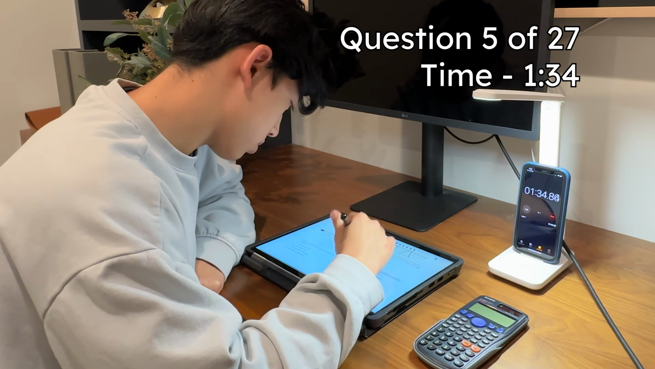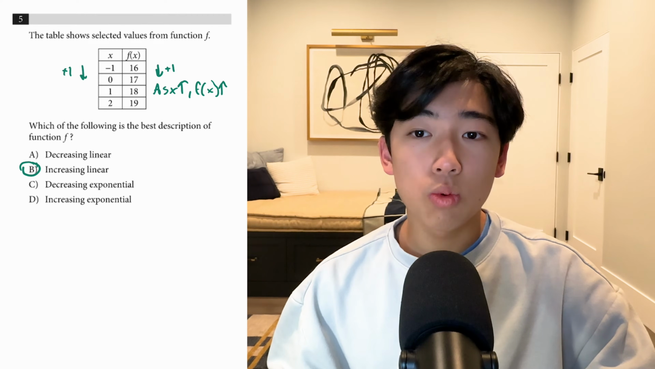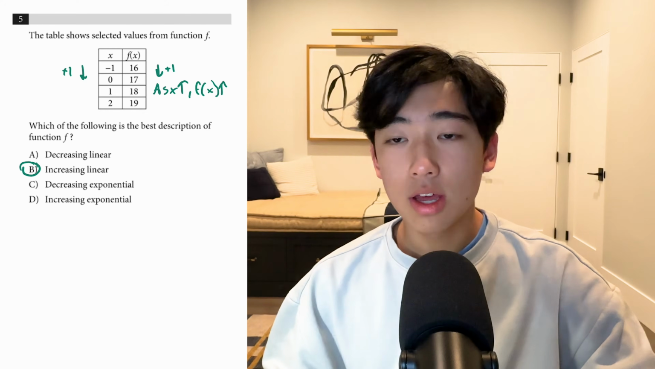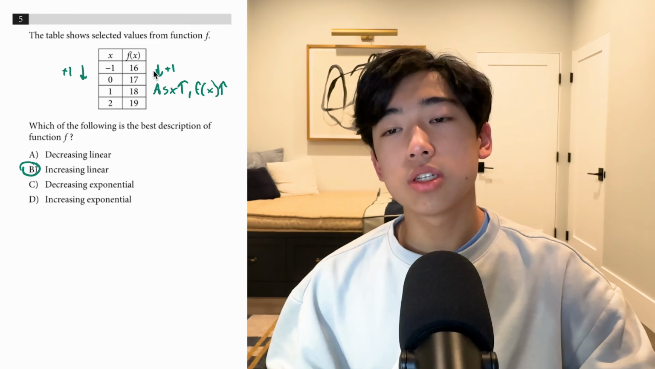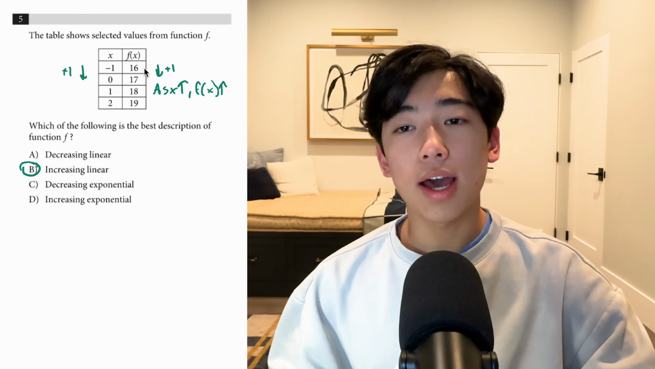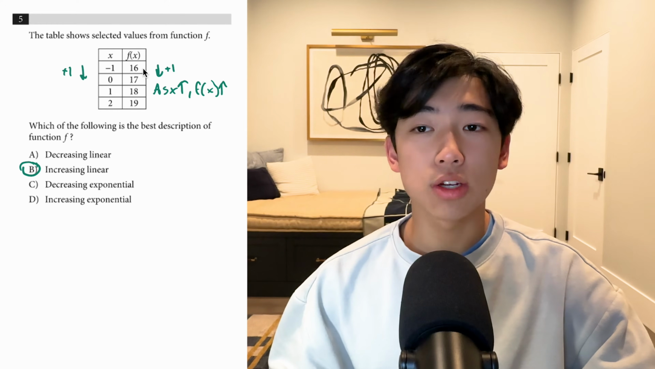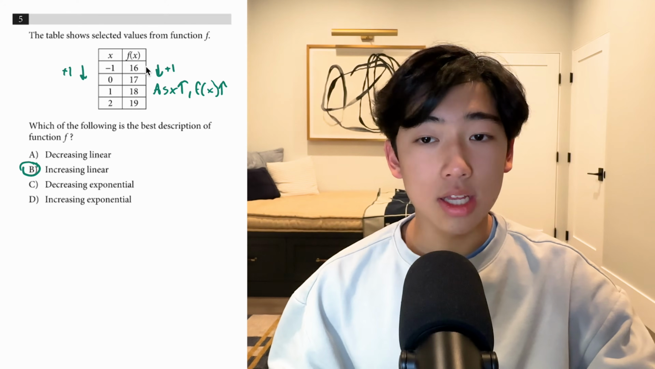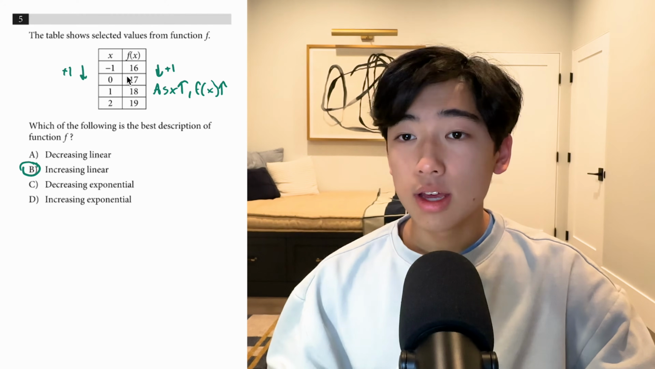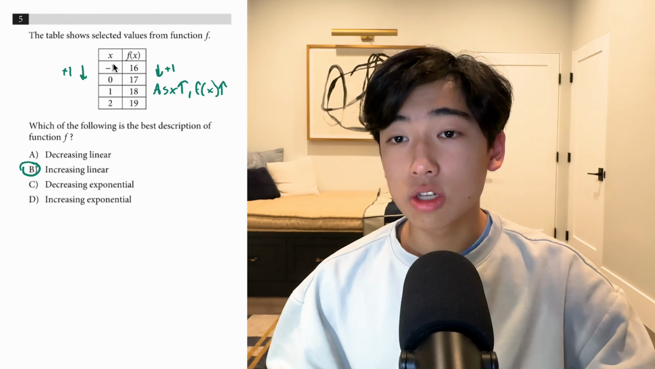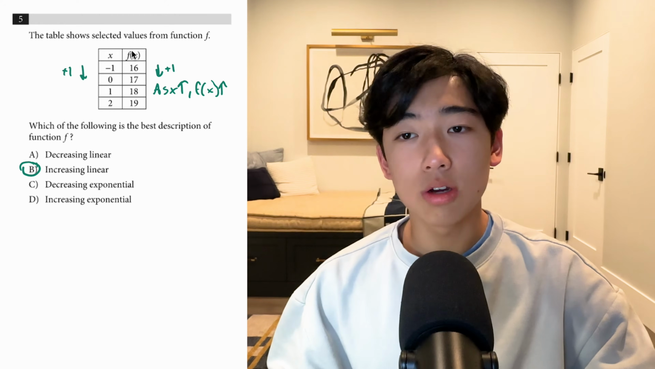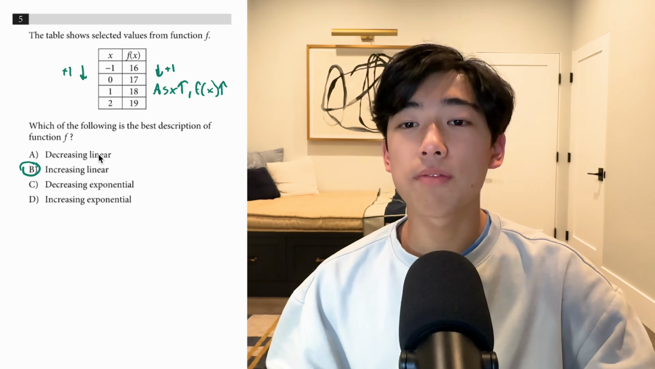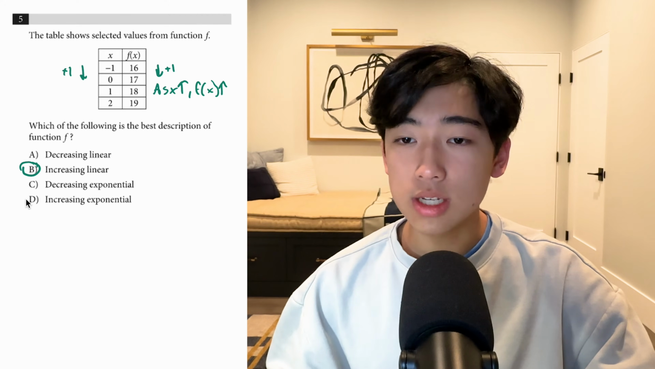Next, we got number 5. It's asking, what of the following is the best description of the function f. So first we can figure out whether or not as x increases, does f of x increase, or does it decrease? Based on that, we can know if the function is an increasing or decreasing function. So we can see as x goes from -1, 0, 1, 2, it'll go 16, 17, 18, 19, it'll be increasing. So this means that it's an increasing function, so it's either b or d.